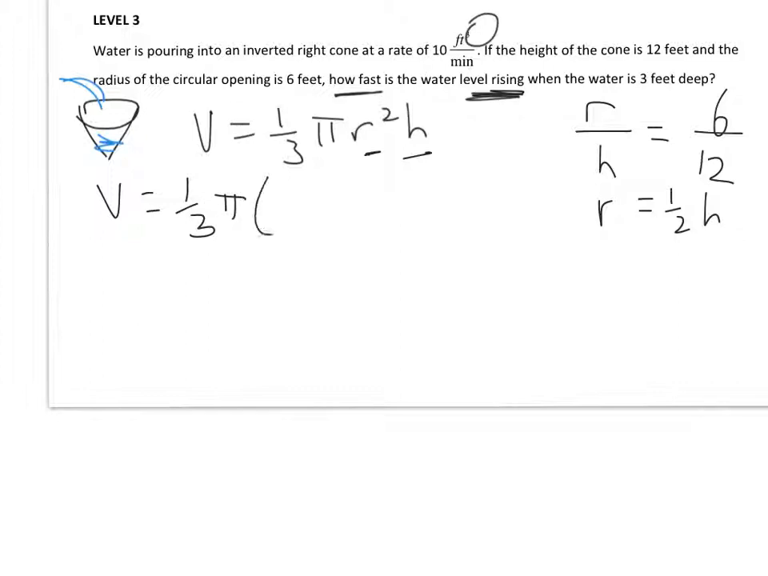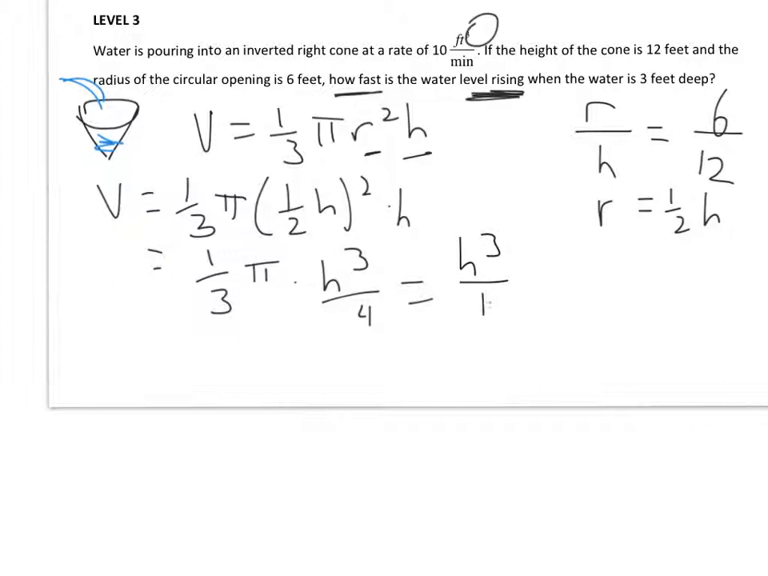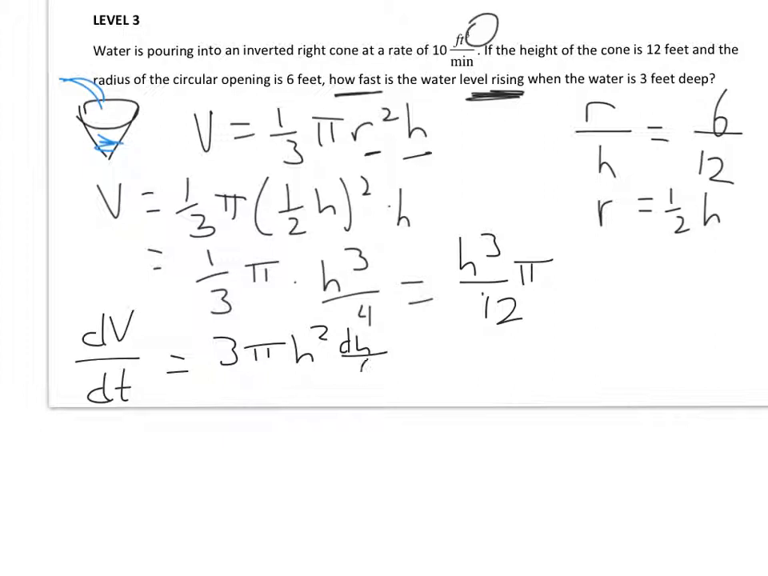1/3 pi r squared times h, or 1/3 pi times h cubed over 4. And I'm going to clean that up just a little bit more to make it h cubed over 12 times pi. Alright, so now I have an equation for my volume all in terms of height. Now I'm going to go ahead and take my derivative. dV/dt equals 3 pi h squared dh/dt, all of that over 12.